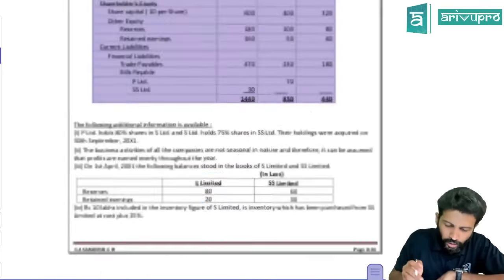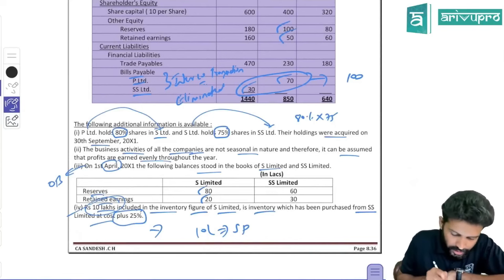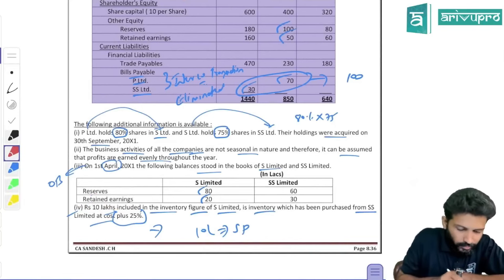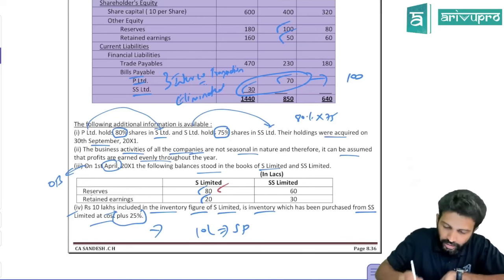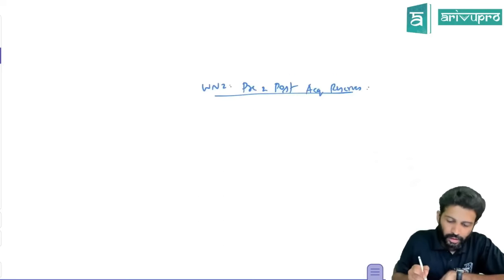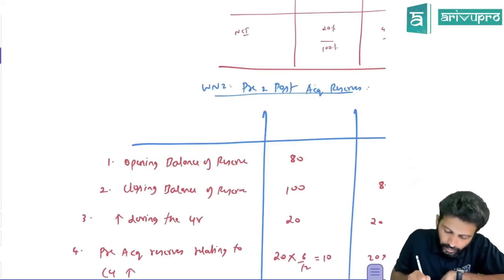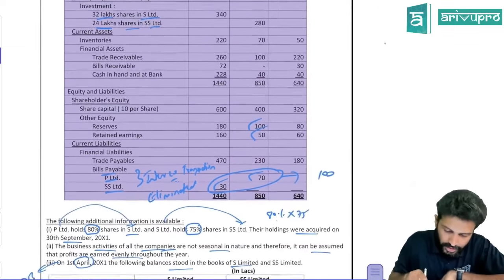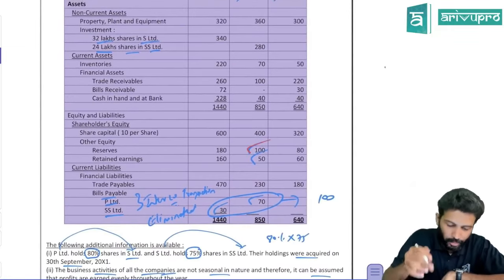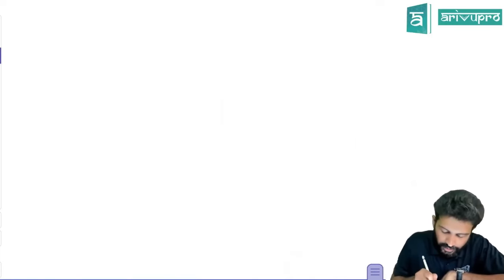So first take, what is the opening balance of reserve? The opening balance of reserve of S Limited is 80, which we have taken. So do you know the closing balance? Yeah, the closing balance of reserve of S Limited has become 100. It's there in your balance sheet. So I've taken it as 100 here.